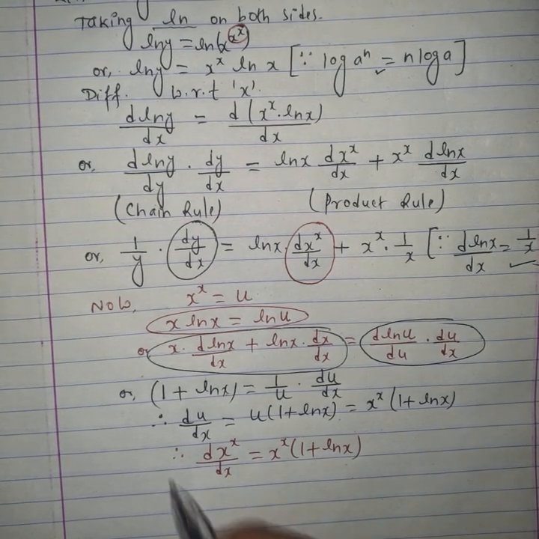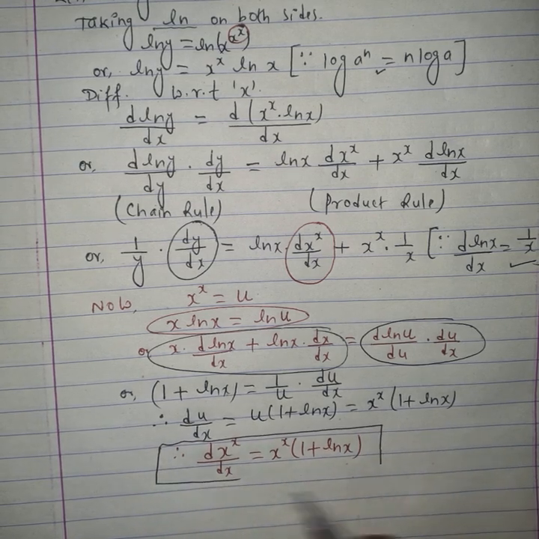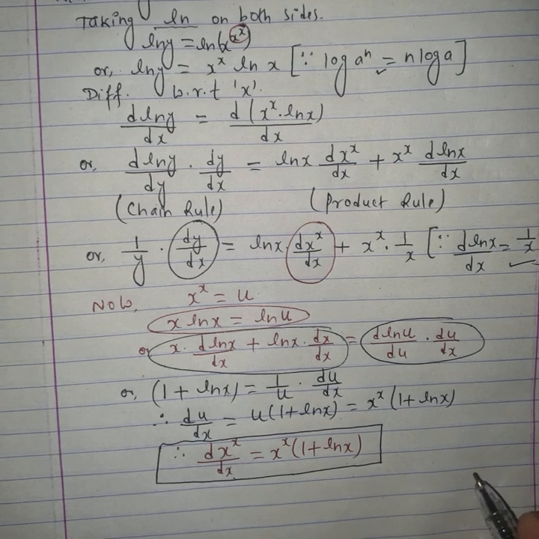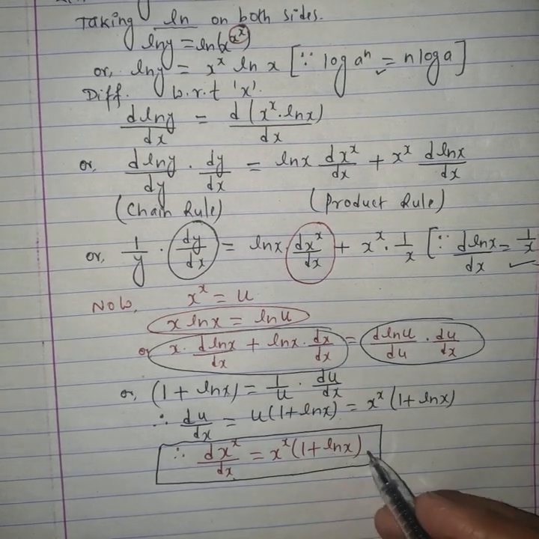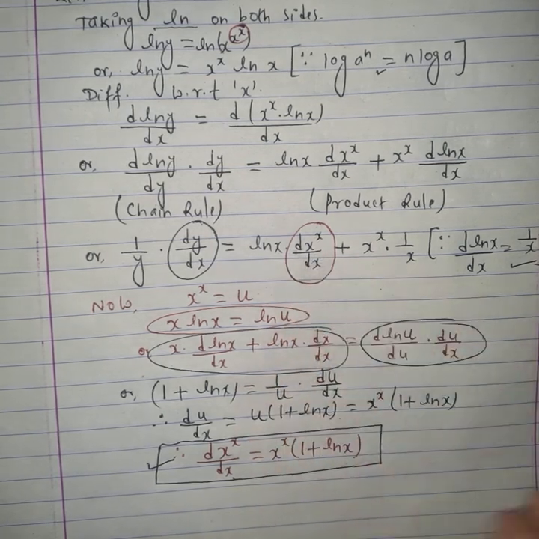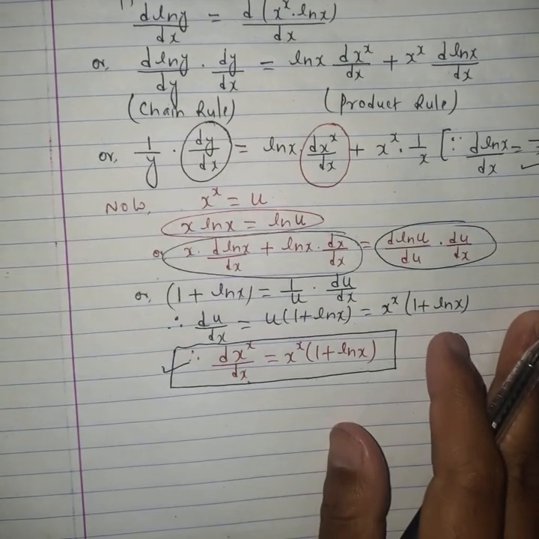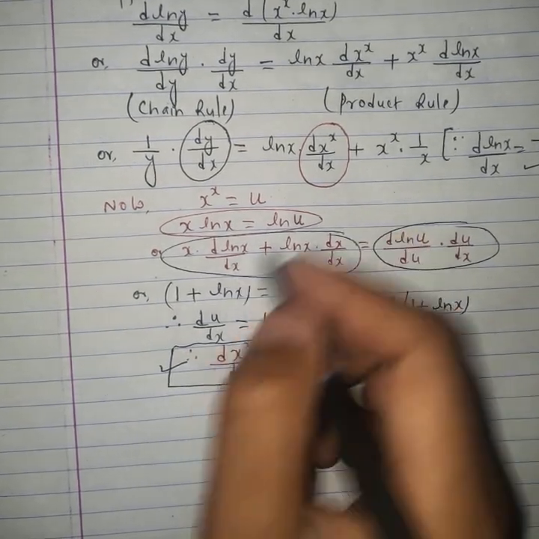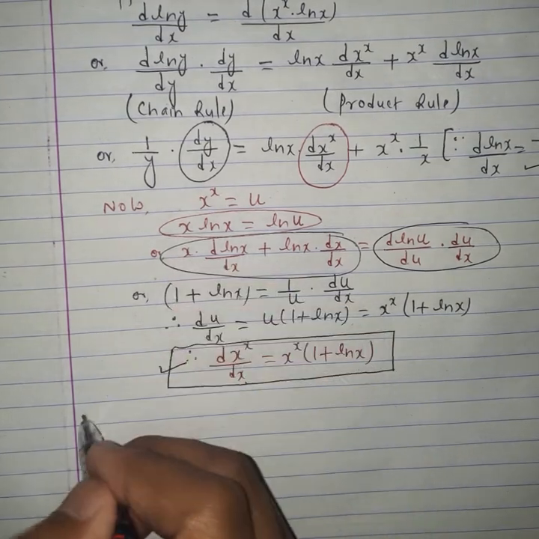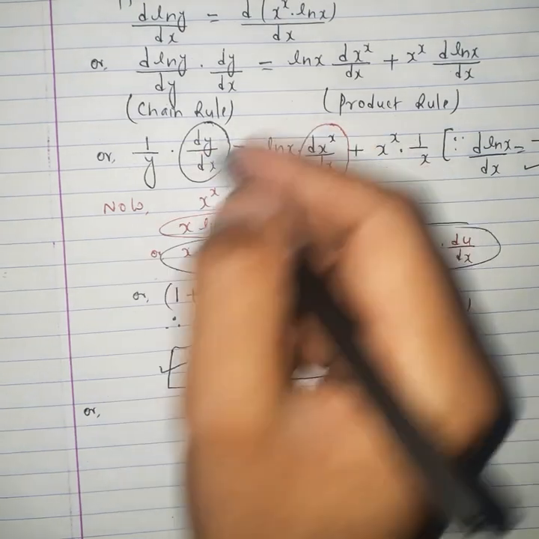Here we calculated this result. The derivative of x to the power of x with respect to x is x to the power of x times 1 plus ln x. Let's substitute this result into this expression. After substituting these results, our expression will continue from this result.